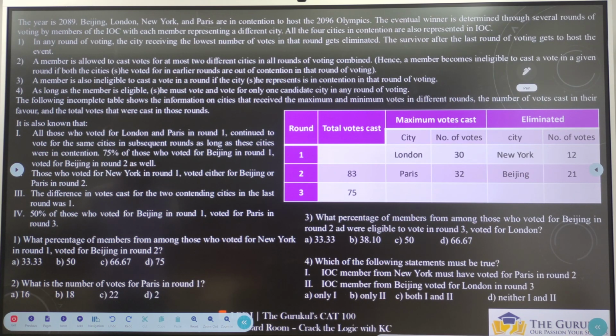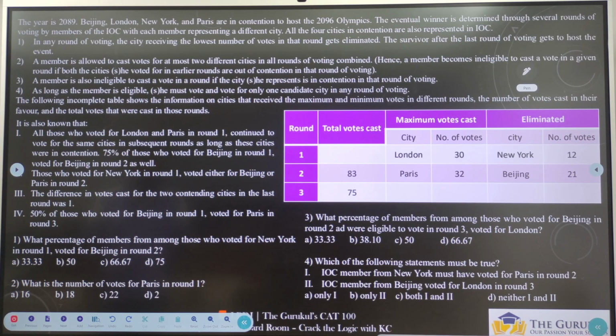Hence, a member becomes ineligible to cast a vote in any given round if both the cities he voted for in the earlier rounds are out of contention in that round of voting. So, I can vote for something in round 1, something else in round 2. If my 2 chances of voting for different cities are already done, I can't vote in round 3.